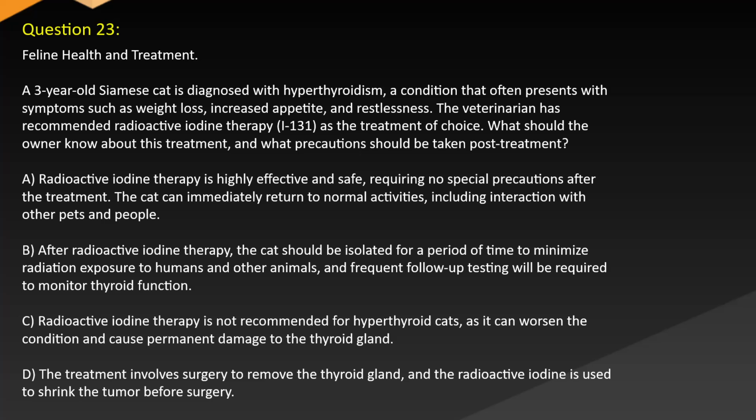A. Radioactive iodine therapy is highly effective and safe, requiring no special precautions after the treatment. The cat can immediately return to normal activities, including interaction with other pets and people. B. After radioactive iodine therapy, the cat should be isolated for a period of time to minimize radiation exposure to humans and other animals, and frequent follow-up testing will be required to monitor thyroid function. C. Radioactive iodine therapy is not recommended for hyperthyroid cats as it can worsen the condition and cause permanent damage to the thyroid gland. D. The treatment involves surgery to remove the thyroid gland, and the radioactive iodine is used to shrink the tumor before surgery.